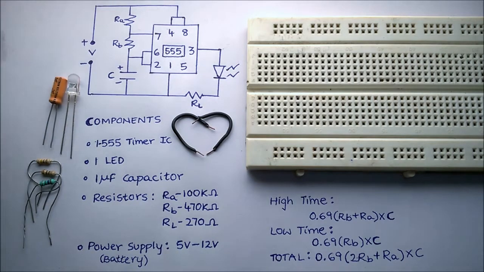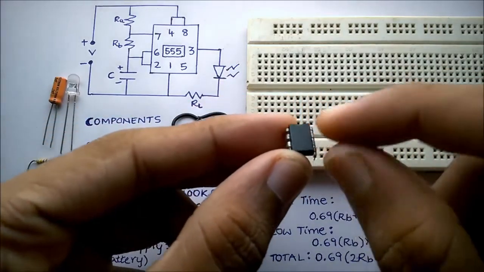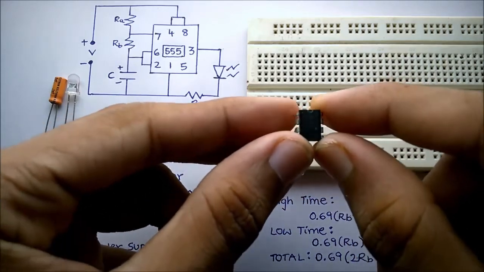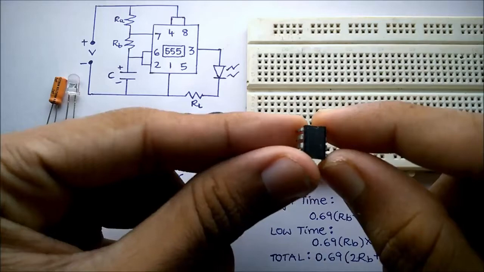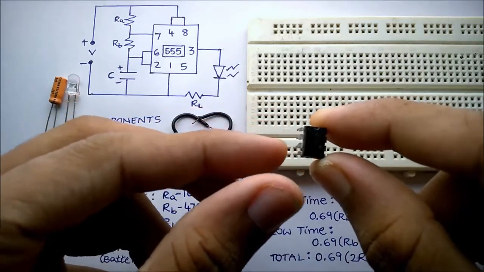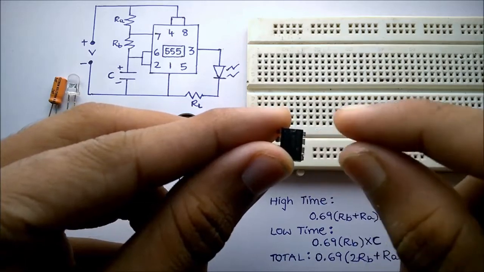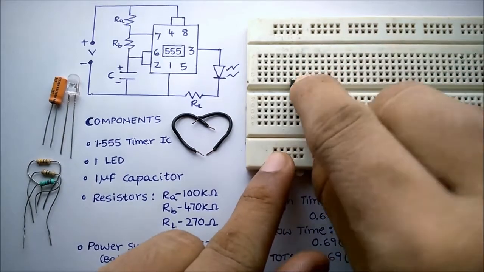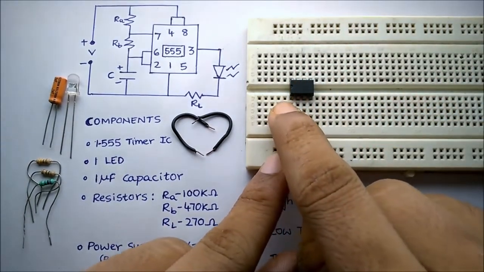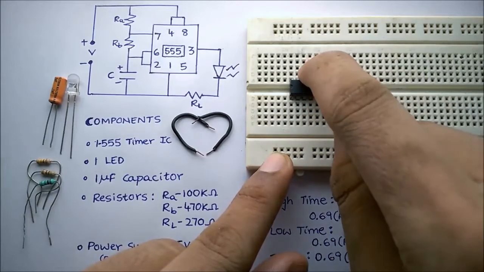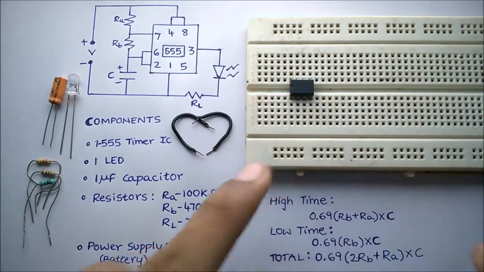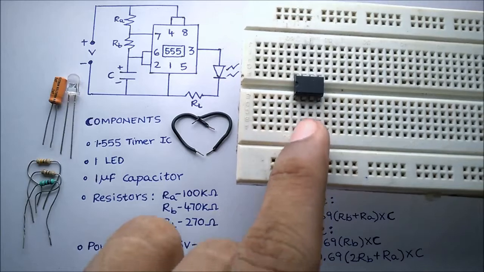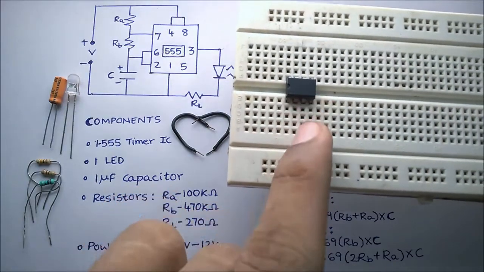Now take the IC, observe the notch on top of the IC. This is to indicate the pin numbers. So when you place the IC such that the notch is on the top, the pin numbers start from here: pin number 1, 2, 3, 4, 5, 6, 7 and 8. So place the IC in this position. If you are new to breadboard, then note that all the 5 slots in a column are interconnected.